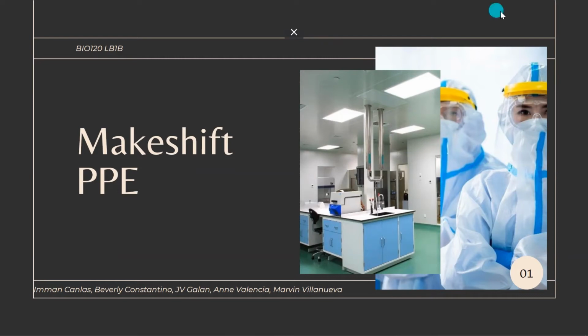Good day. I'm Anne Beatriz J. Valencia, and together with my groupmates, Manuel Canlas, Beverly Constantino, J.V. Galan, and Marvin Gian Villanueva, we're going to tackle all about the hazards, risks, and protection from a biosafety level 2 microbiology laboratory.